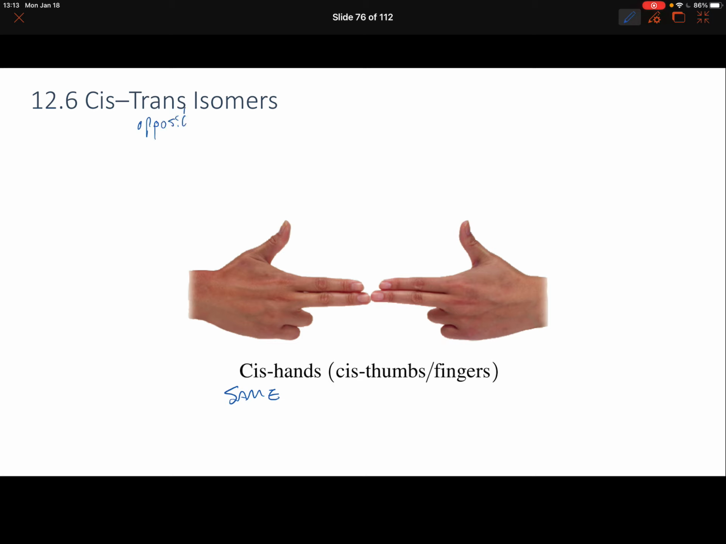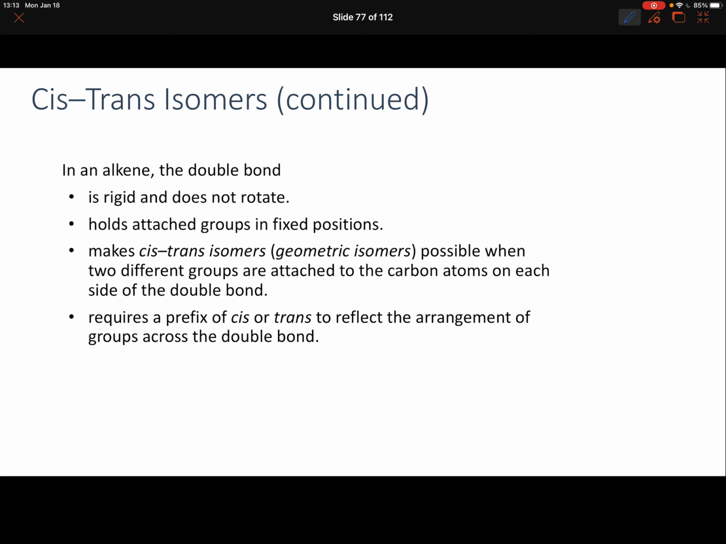So same side, opposite side. If you were to think of your hands as carbon atoms connected by a double bond that does not rotate, and your thumbs are substituents sticking up, these would be on the same side of the double bond. These would be cis. Now, if someone had a thumbs up and someone else had a thumbs down on the other side, then that would be opposite sides. Let me show you with some real molecules here.